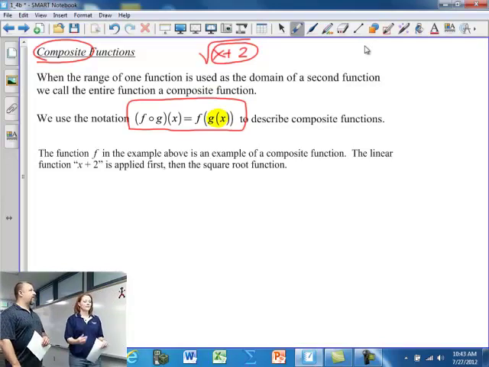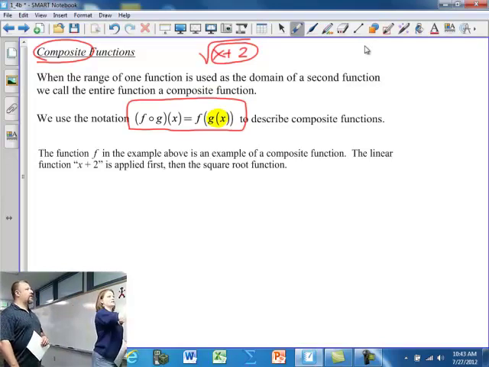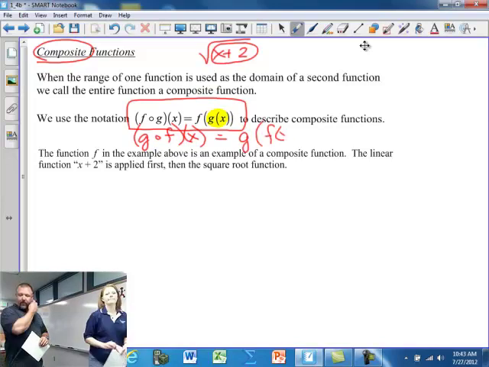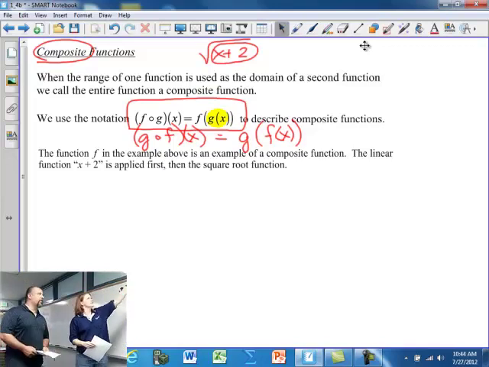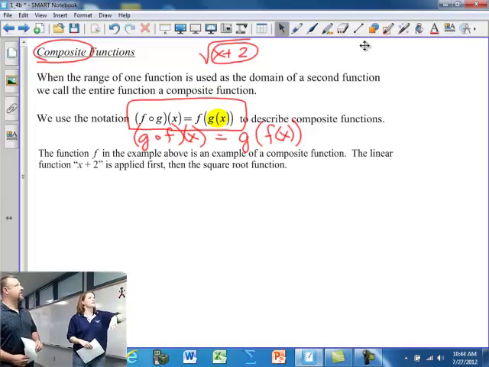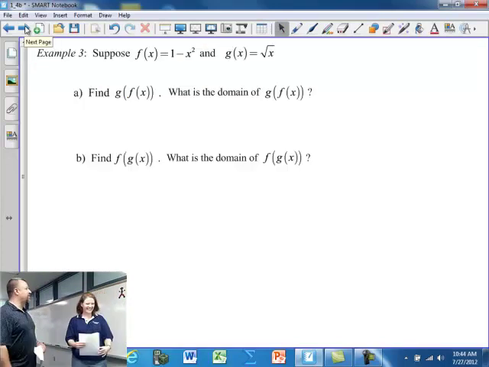What if we wrote it the other way? What if we wrote g circle f? I got to write that down, g circle f, just in case we lost anybody here. Then we would be taking the f function and putting it inside the g. So the order does matter. It is not commutative.